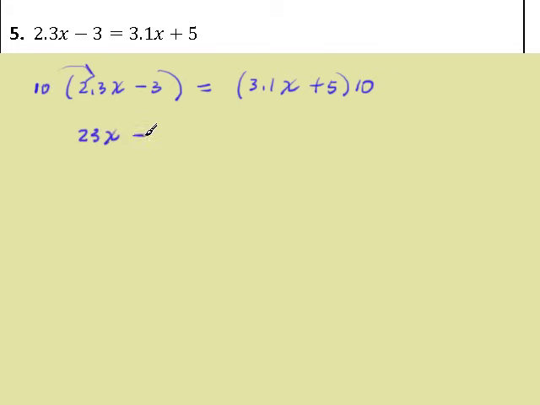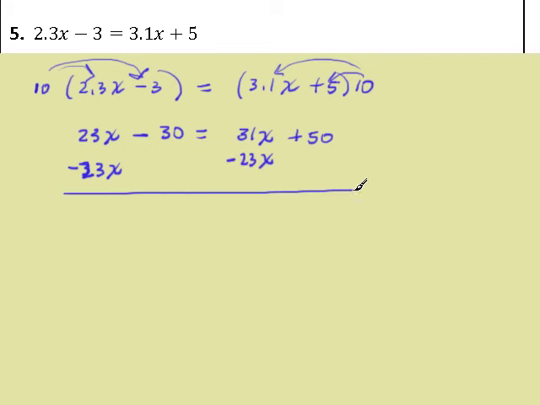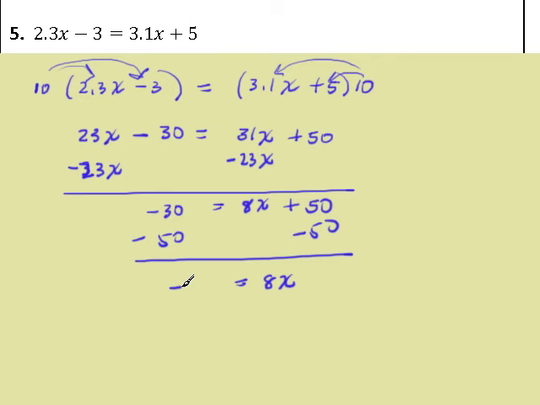23x minus 30 is equal to, okay, there we have 31x plus 50. Okay, now let's subtract 23x from both sides. Let's take care of those x terms. And that's 8x plus 50. And now subtract 50 from both sides. And we have 8x is equal to minus 80. All right, now divide by 8. And we get x is equal to negative 10.